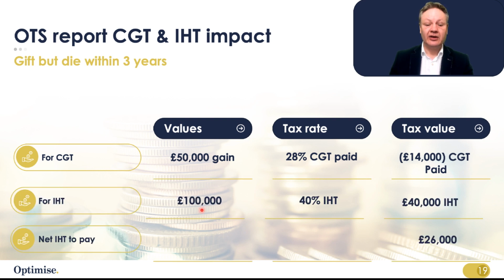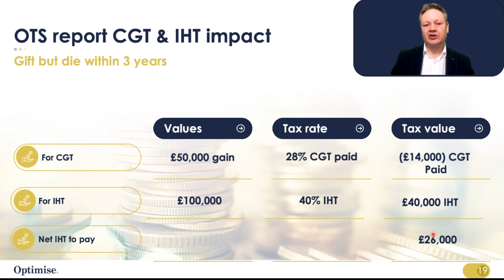IHT kicks in, so the value of the asset is £100,000. So even though you made a £50,000 gain, the actual value of the property is £100,000, which for 40% IHT would be £40,000 IHT. So even if you died within 3 years, it would still be clawed back, so you pay that £40,000. However, you do have this credit of £14,000, that's why it's in brackets there, to reduce your IHT liability, which means that your total net IHT is going to be £26,000.